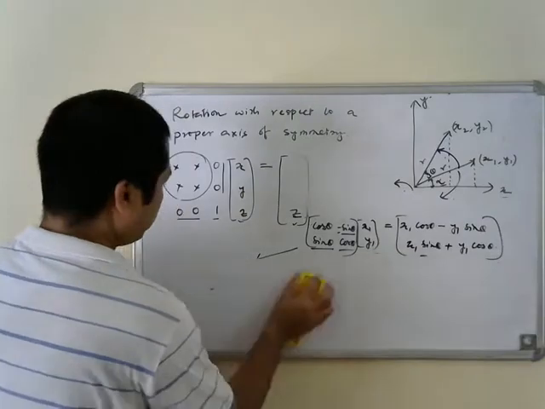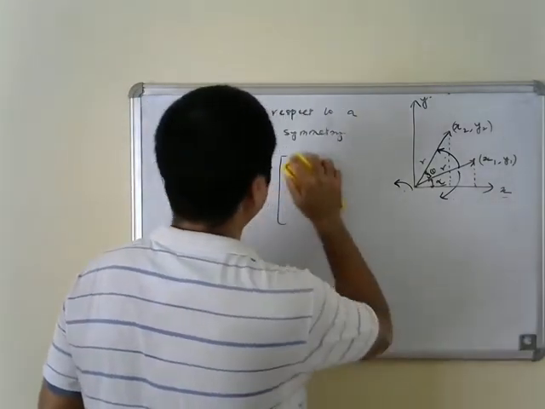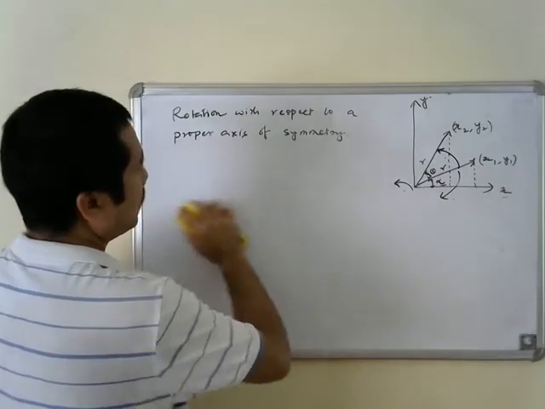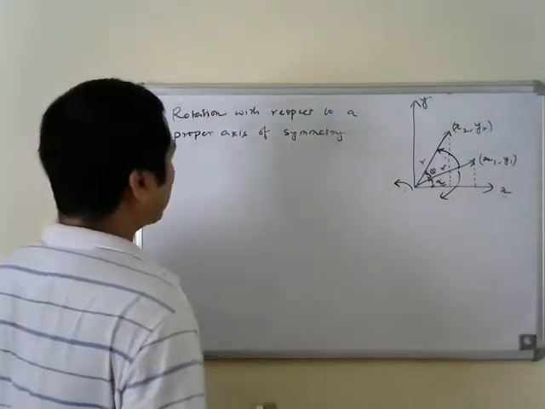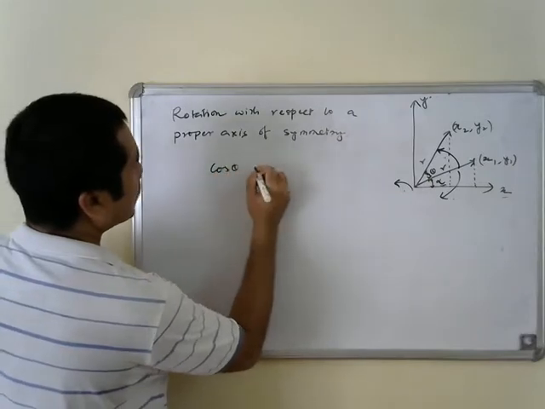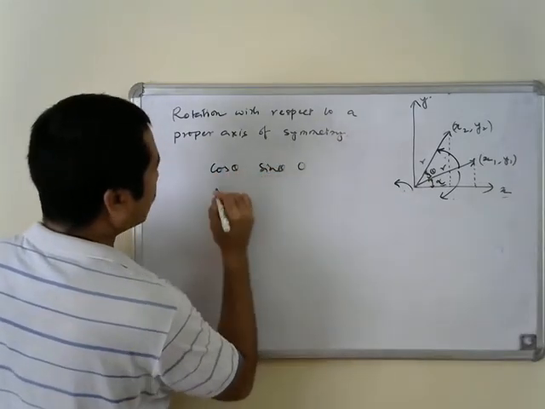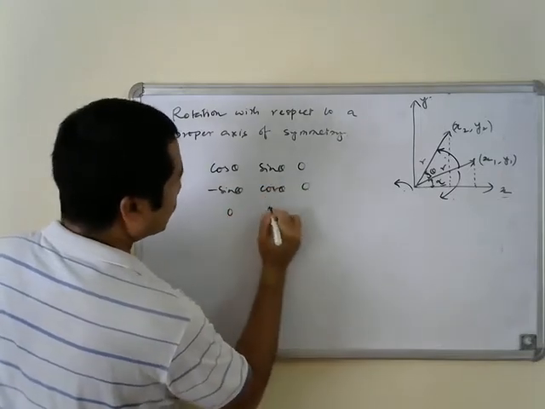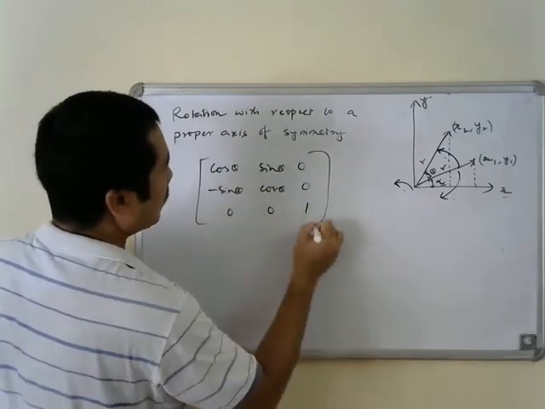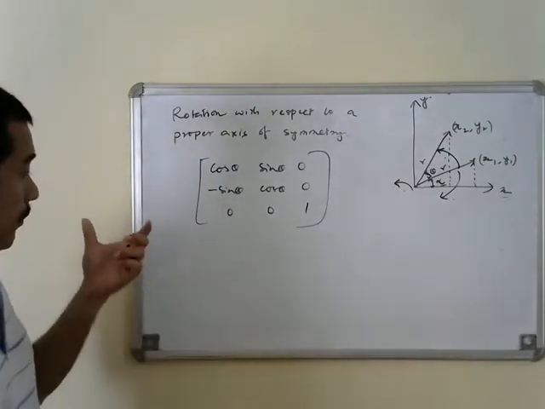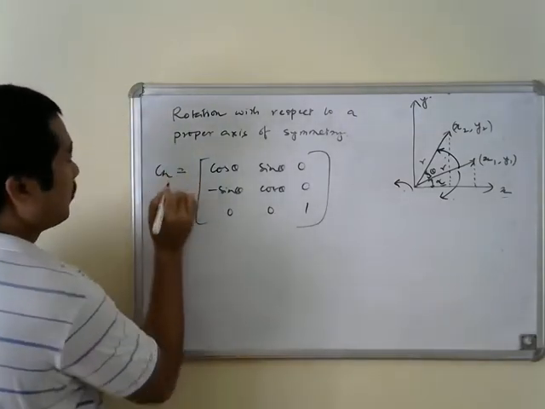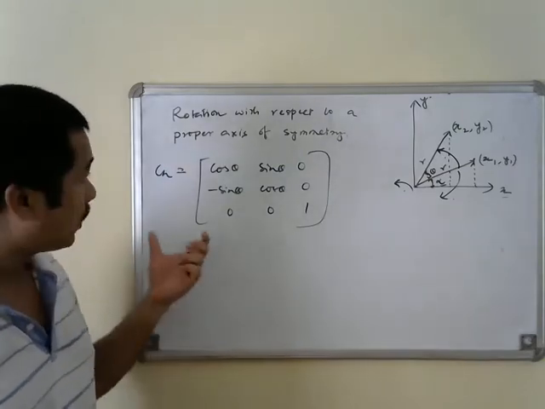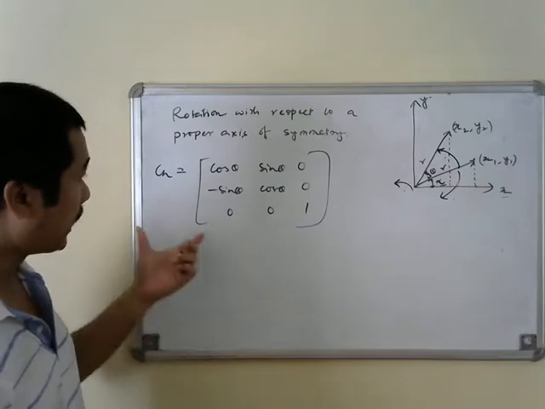So the final matrix for the Cn operation, rotation by an angle theta, is going to be equal to cos theta, sin theta, 0; minus sin theta, cos theta, 0; 0, 0, 1. So that is how we have now derived the matrix representation for a rotation with respect to a proper axis of symmetry by an angle theta.